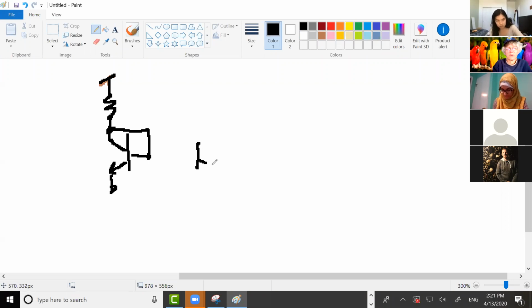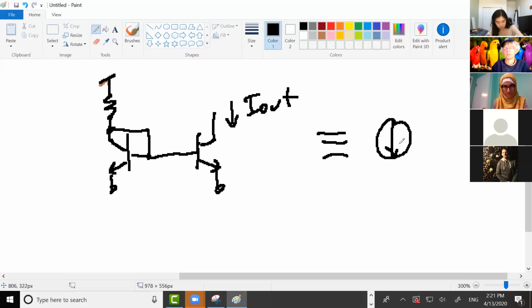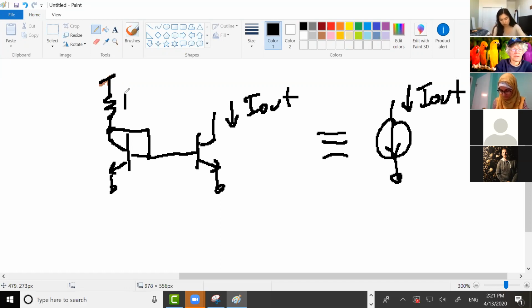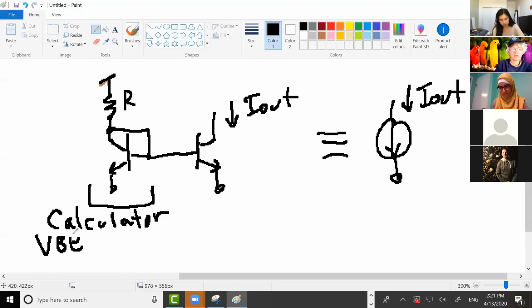There's 2 parts to a current mirror. This whole thing is and happens here is this part of the circuit, it's a calculator. It calculates VBE for a current.